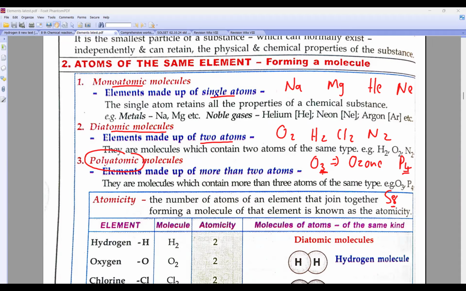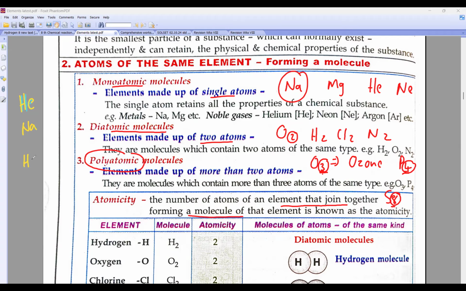What is atomicity? Atomicity is the number of atoms of that element that are joined together to form a molecule. Here it is only one. Here it is atomicity 2. Here atomicity is 3. Here atomicity is 4. Here it is 8. In exam, if I ask you what is the atomicity of helium, what will be your answer? Come on, tell me. Helium is only single. So what will be the atomicity? Come on, 1. Sodium, one.